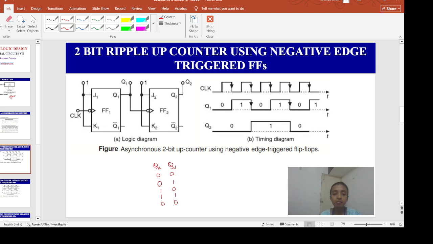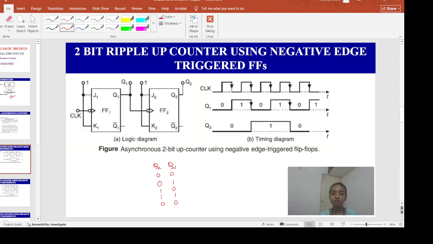Next, this is the timing diagram. Right? So here the flip-flops are responding. This is the negative edge triggered flip-flop, right? That means only when the flip-flop is changing its state from high to low will it be triggered. So initially both Q1 and Q2 were 0.